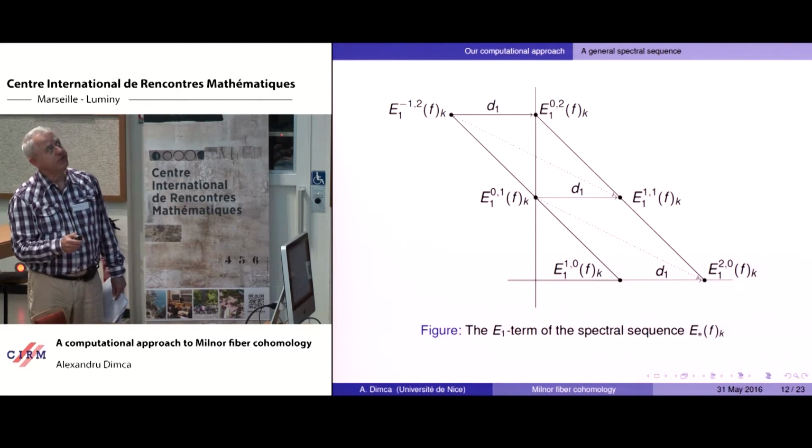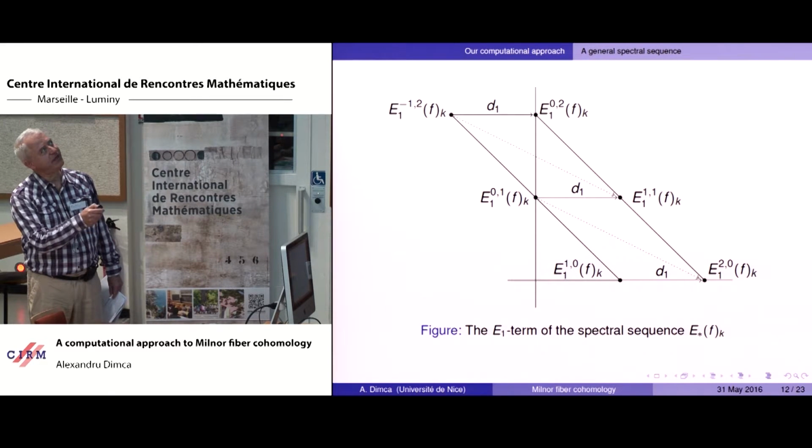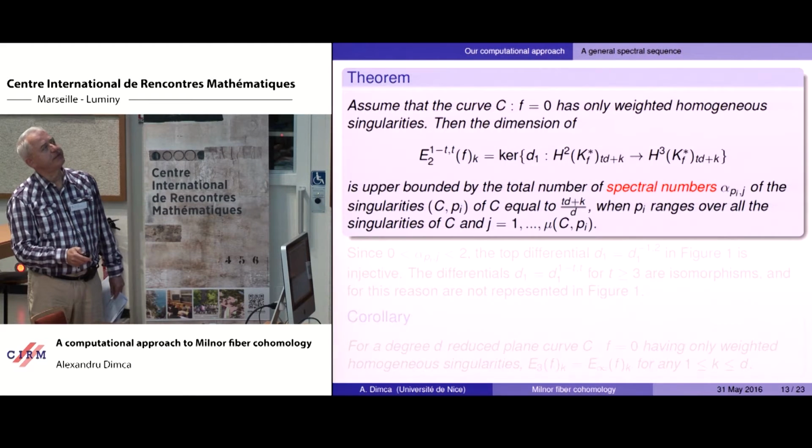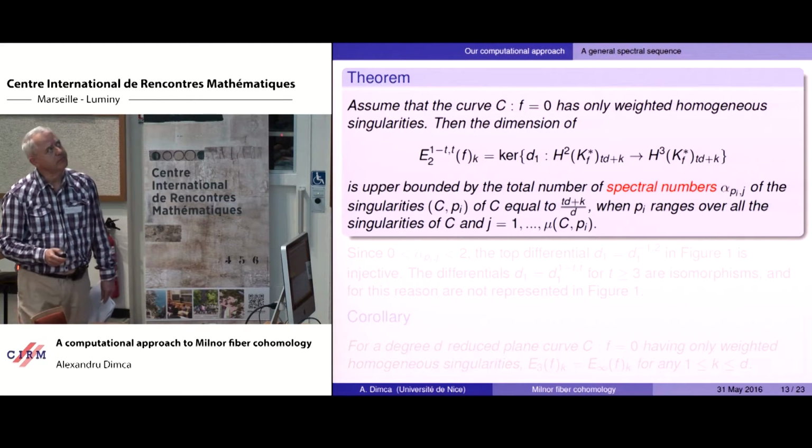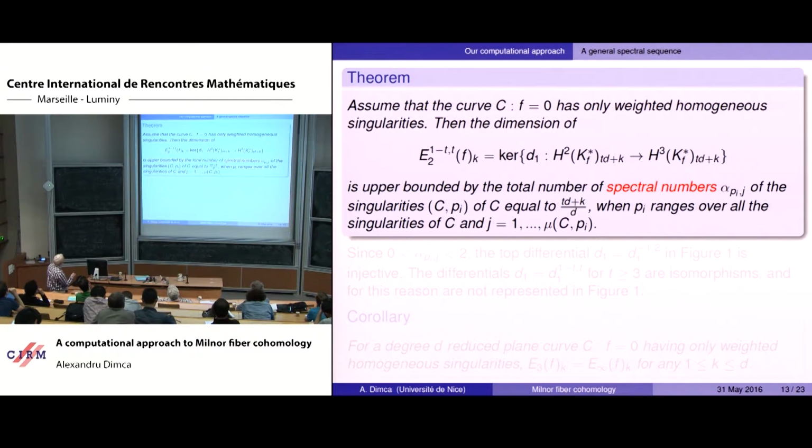And in fact, you should imagine this line as being continued to infinity, and this line also continued to infinity. And we have infinitely many ladders here, but in some sense they are not important in many cases because of this result. At least if I assume that all the singularities are weighted homogeneous, then I can evaluate the dimension of the second order terms in terms of spectral numbers.